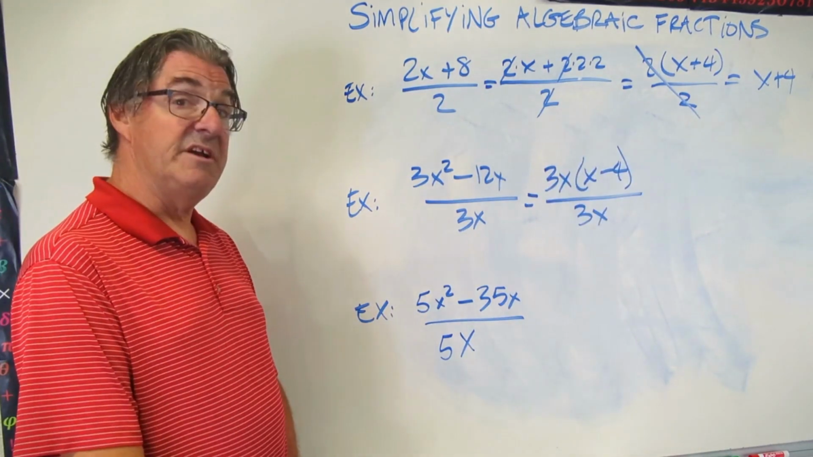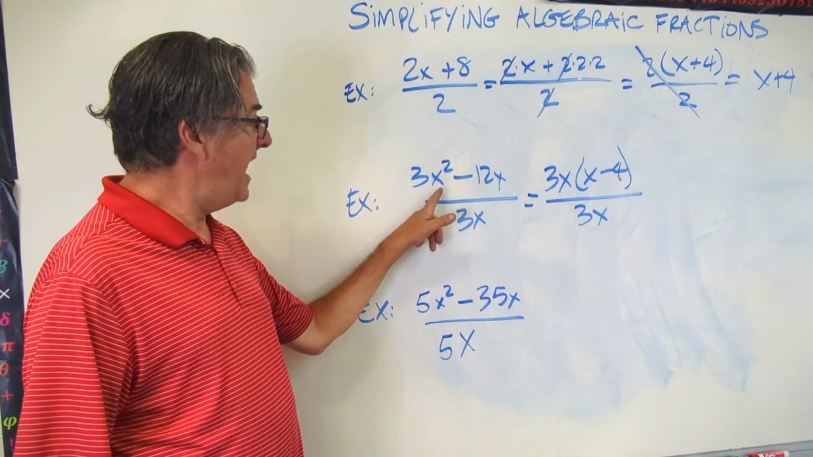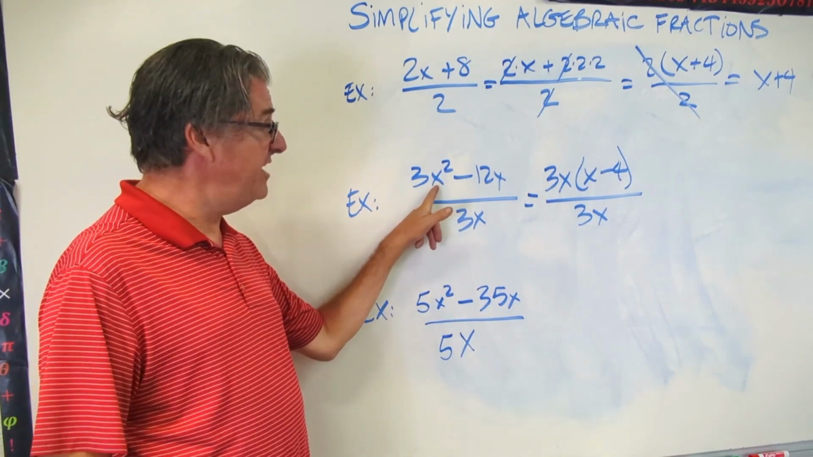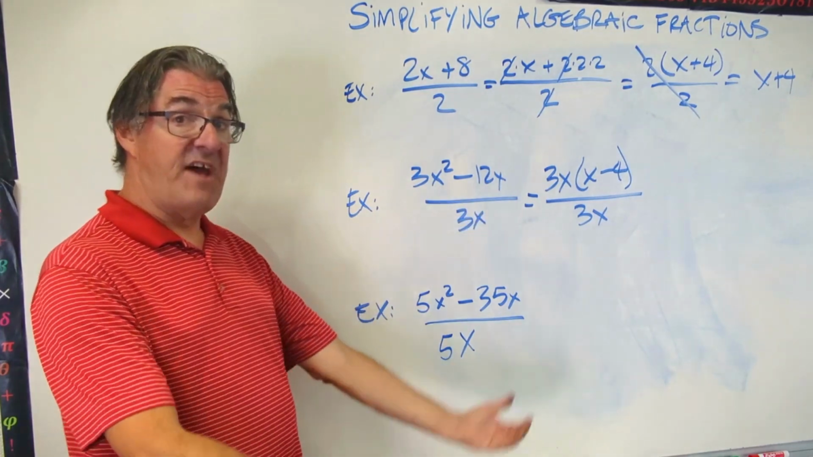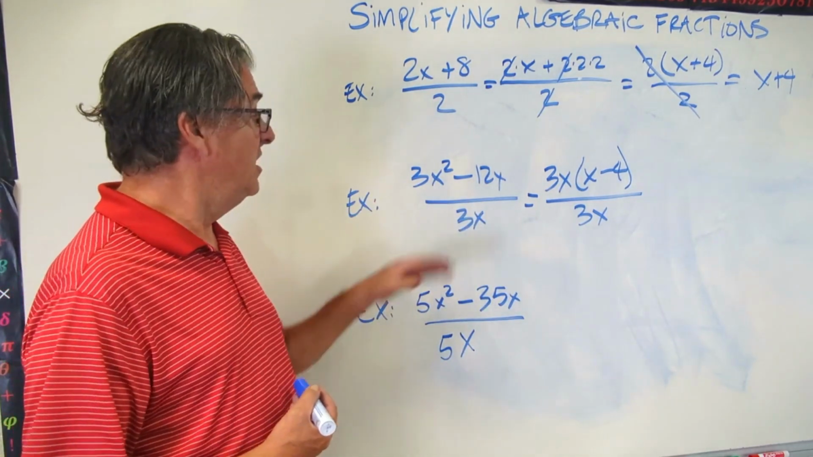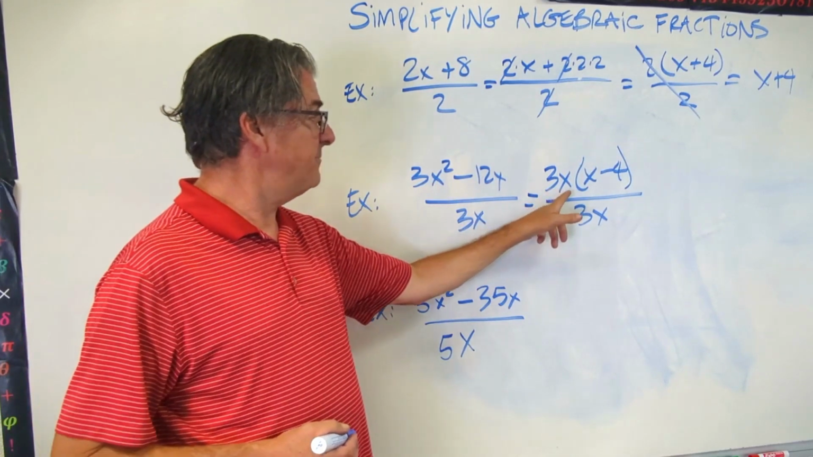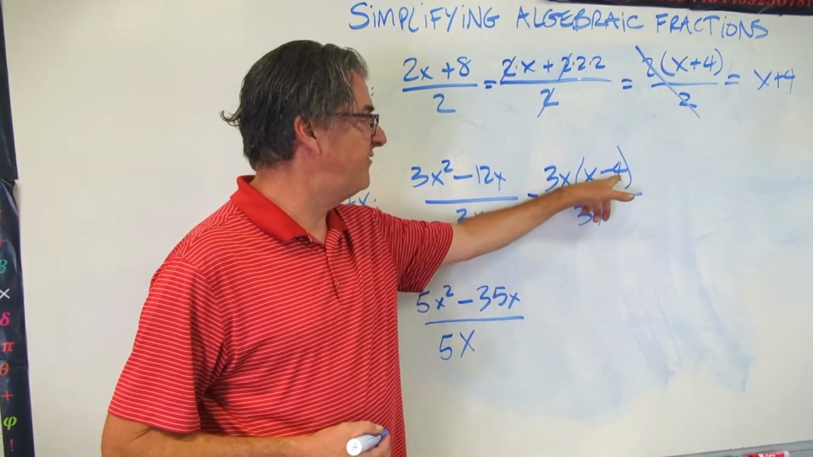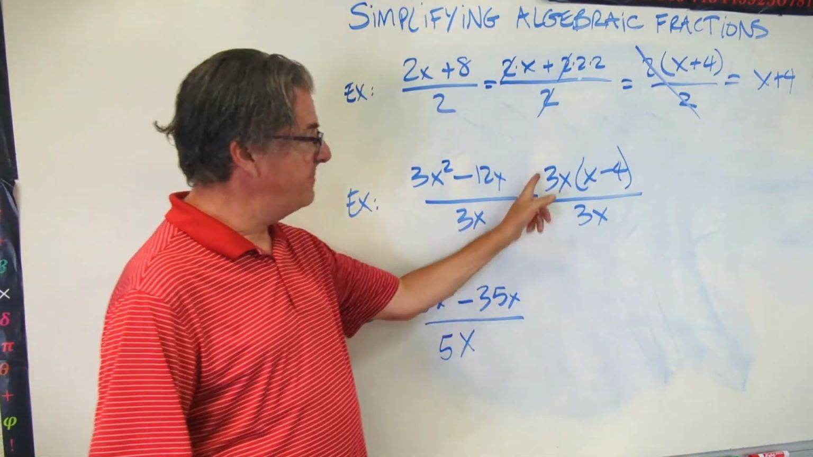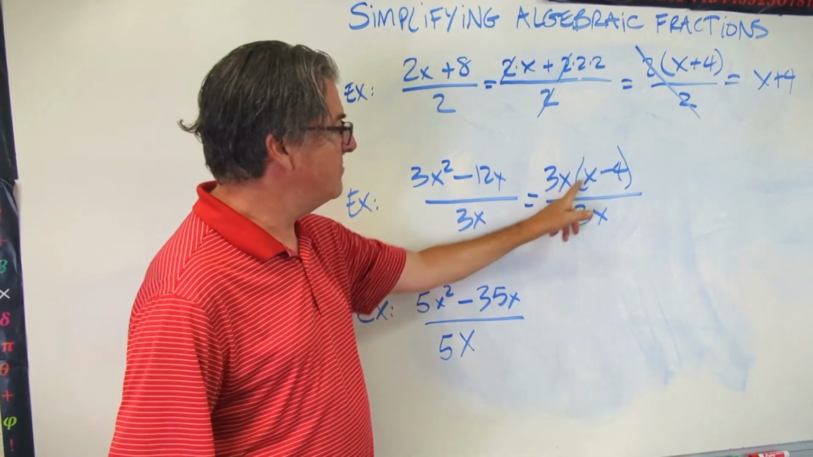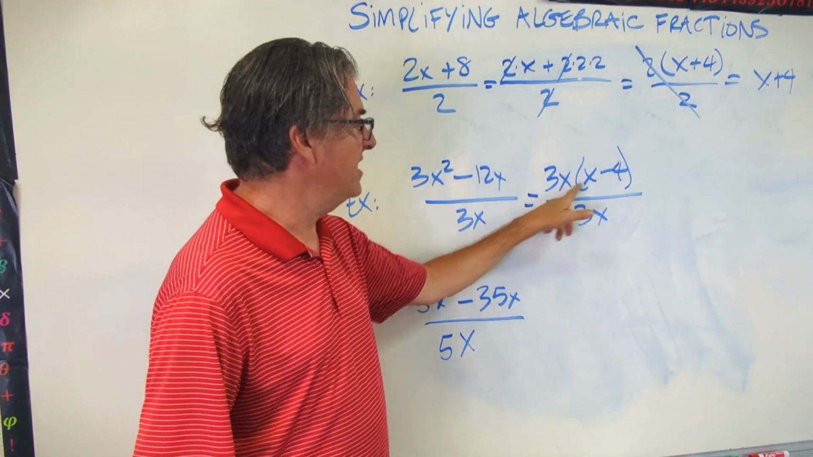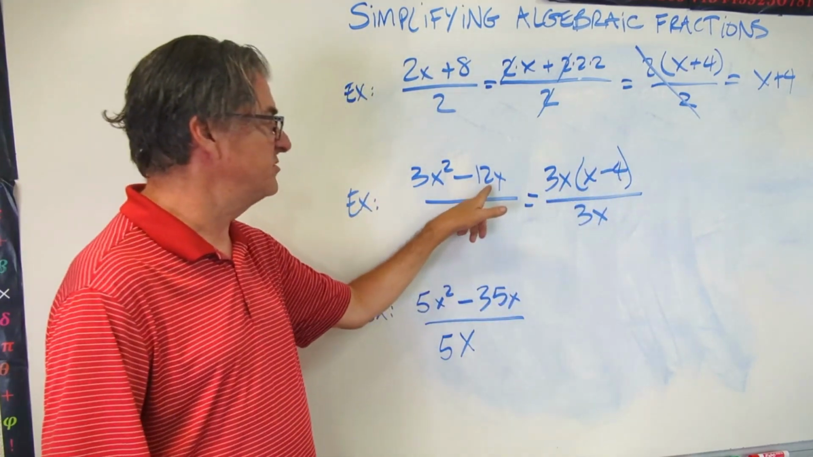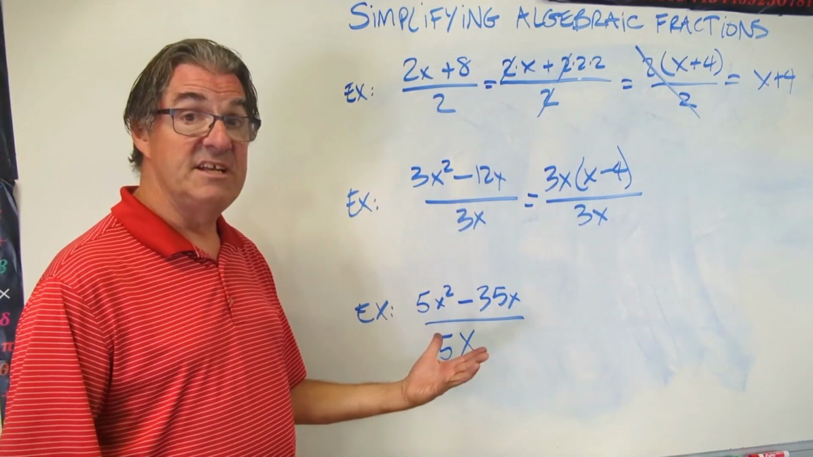Okay, the trick with this one is to notice that on the top, I have a 3x term in both of these terms. So that means I can factor 3x out of both terms on the top, so I get 3x times x minus 4. And the way I know that worked is if I did my distributive property on this, I'd get back to 3x squared by multiplying those two, that's this term, and then 3x times negative 4 is minus 12x, which gets me back to that one. So I know I did that right.